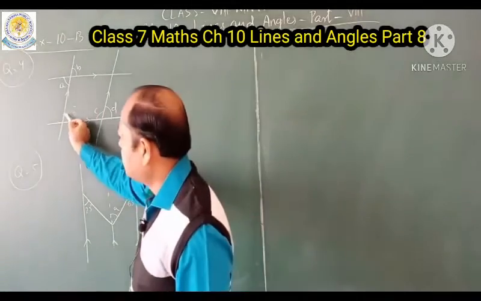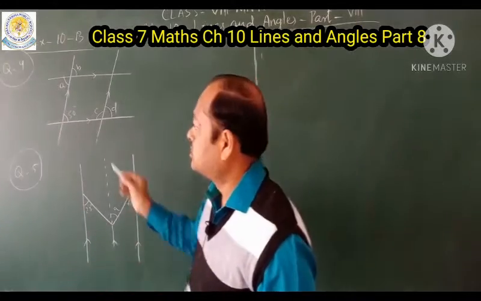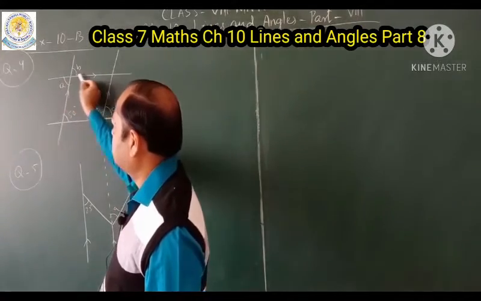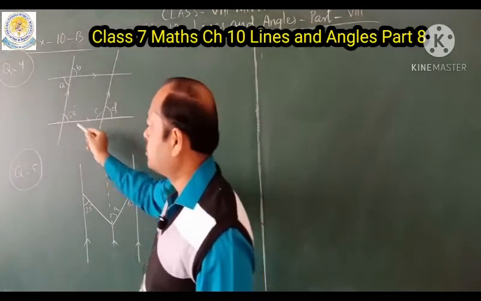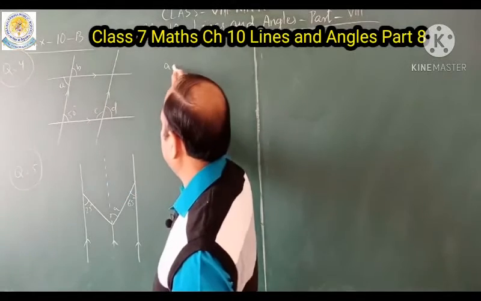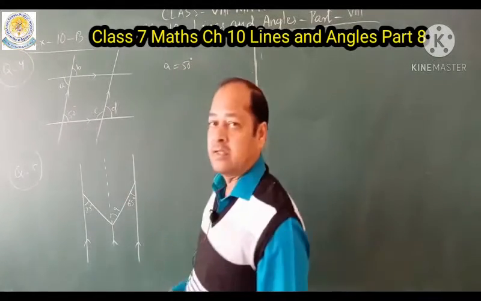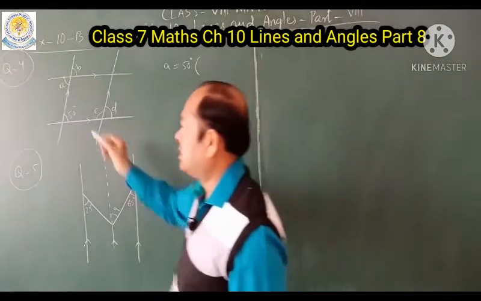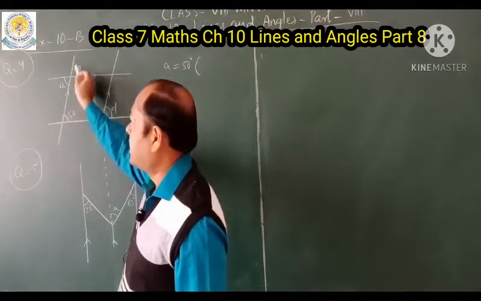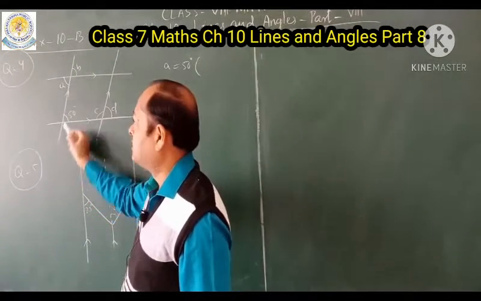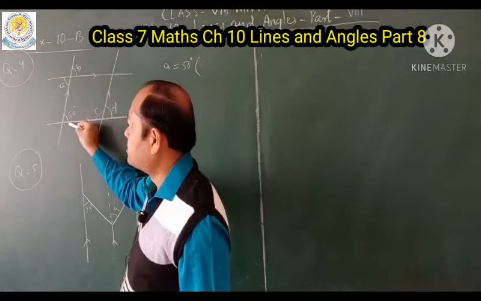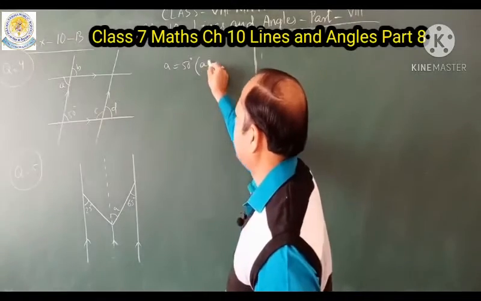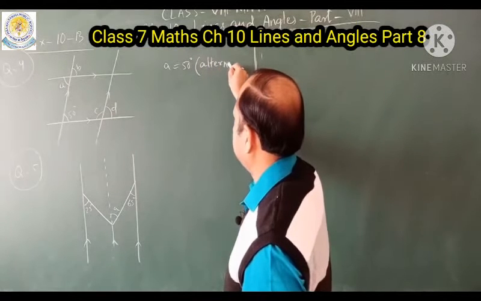And one angle here is 50. If this is 50, then what is this angle? This line and this line are parallel lines. So A equals 50. What is the reason? In brackets you write the reason. The reason is alternate angles. If two lines are parallel and this is the transversal line, then the angle opposite to this is called alternate angles. So in brackets you can write alternate angles.